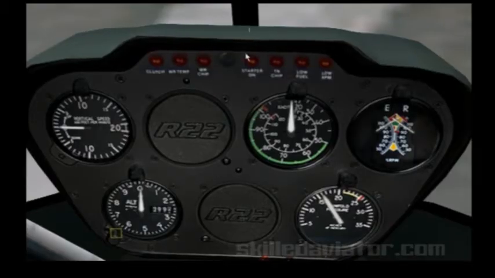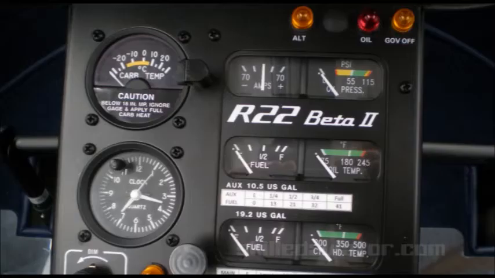Now if we take a look at the panel below, we can see a carburetor heat temperature gauge and a clock on the left-hand side. On the right, we have a battery charge indicator, main and auxiliary fuel tank quantity, oil pressure and temperature gauges, and a cylinder head temperature gauge.